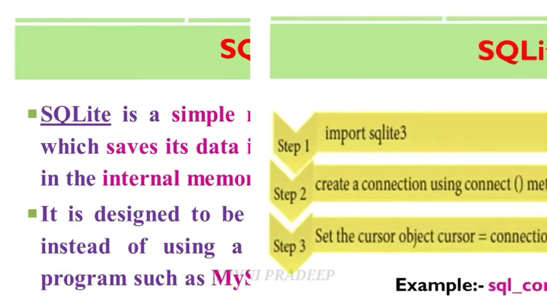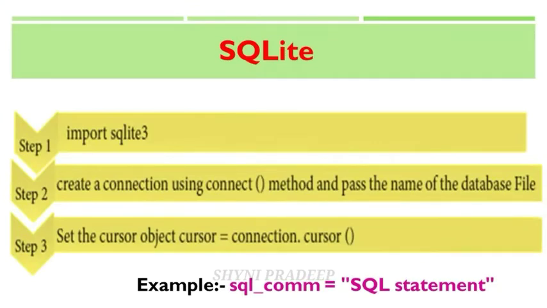Next, let us see how to use the SQLite database. You have to follow these 3 steps to use the SQLite database. First step is import sqlite3. First you have to import the sqlite3 database. Second step is create a connection using the connect method and pass the name of the database file. Connecting to a database means passing the name of the database to be accessed. If the database already exists, the connection will open the same. Otherwise, Python will open a new database file with the specified name.